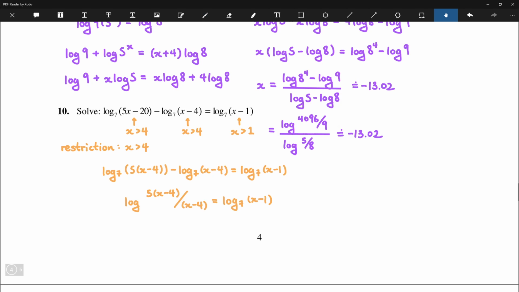Notice that the left-hand side simply becomes log 5. Oh, sorry, base 7. Right. And the right-hand side is going to be log base 7 of x minus 1, which of course means that 5 is equal to x minus 1, and finally, x is equal to 6.